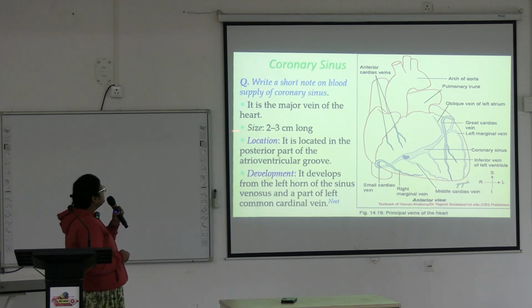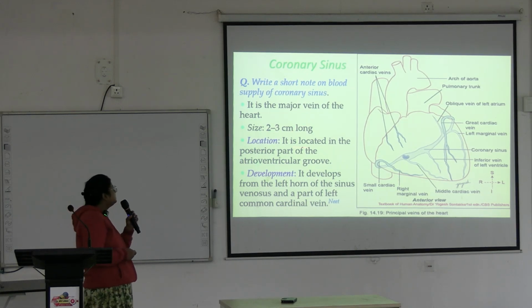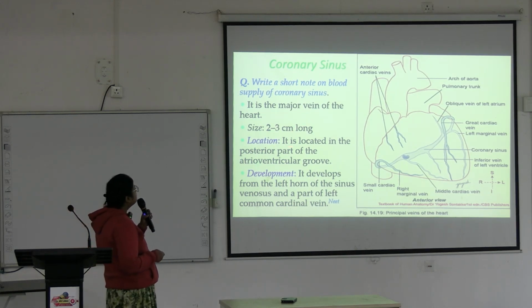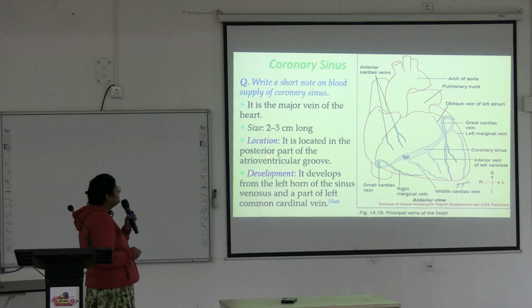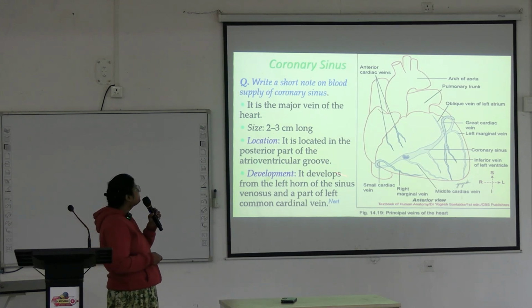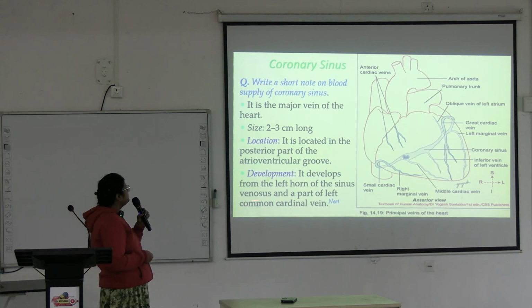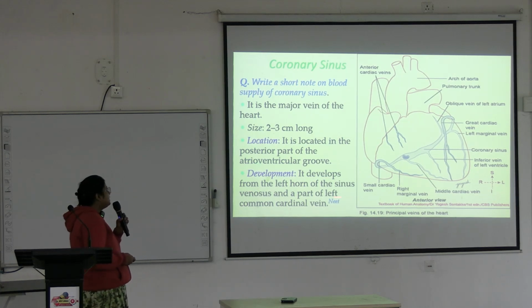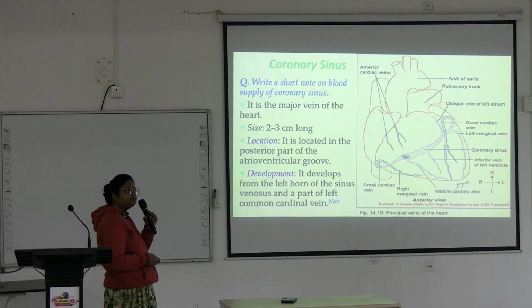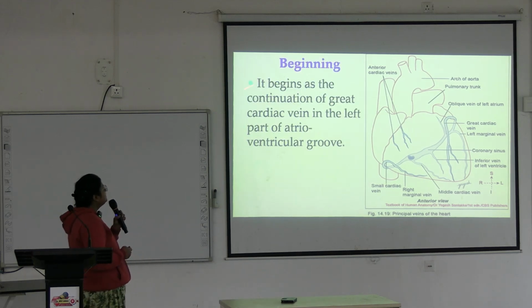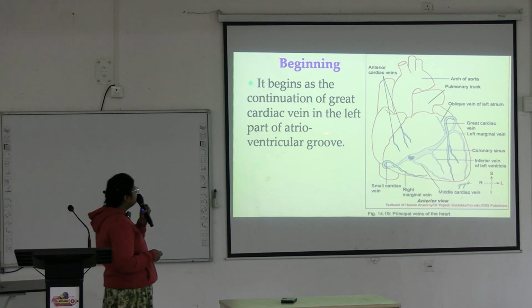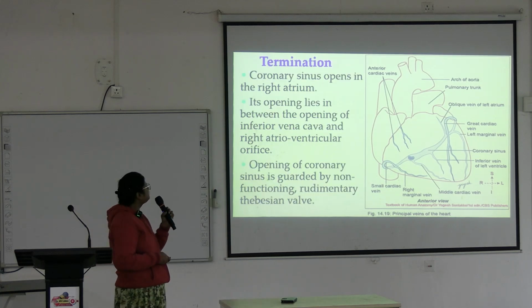It is the major vein of the heart, coronary sinus. Size is about 2 to 3 centimeter long. What is the location? It is located in the posterior part of the atrioventricular groove. What is the development? Develops from the left horn of the sinus venosus and a part of left common cardinal vein. It begins as continuation of great cardiac vein in the left part of the AV groove.